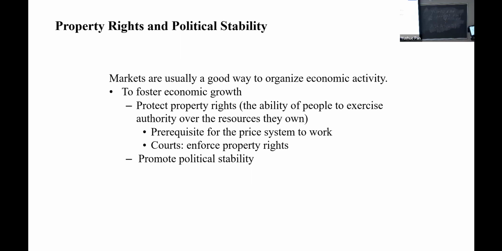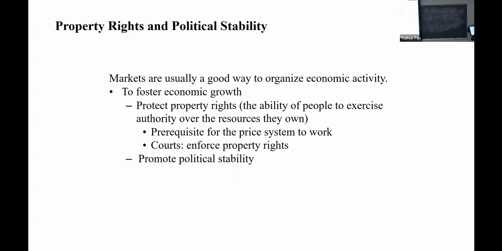The second thing the government could do is give all citizens better education and higher health care. The third thing the government could do is have property rights and political stability, because that's also very important for productivity. Markets are usually a good way to organize economic activities.